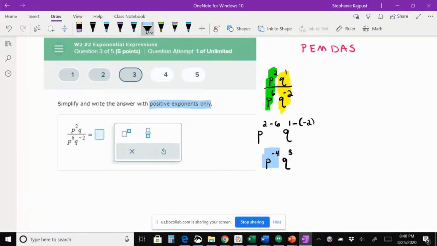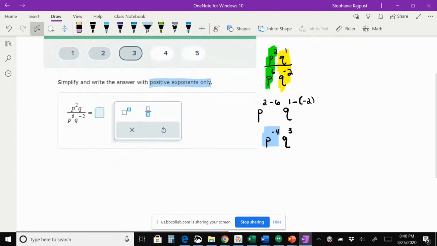So the q, I'm not touching that. The q to the third, nothing's happening there. I'm only dealing with the p. If it helps, you can even write that first and then write it with your multiplication there, just to show we're only doing the reciprocal of the negative exponent. So that's 1 over p to the 4th. That's what allows us to get rid of the negative.